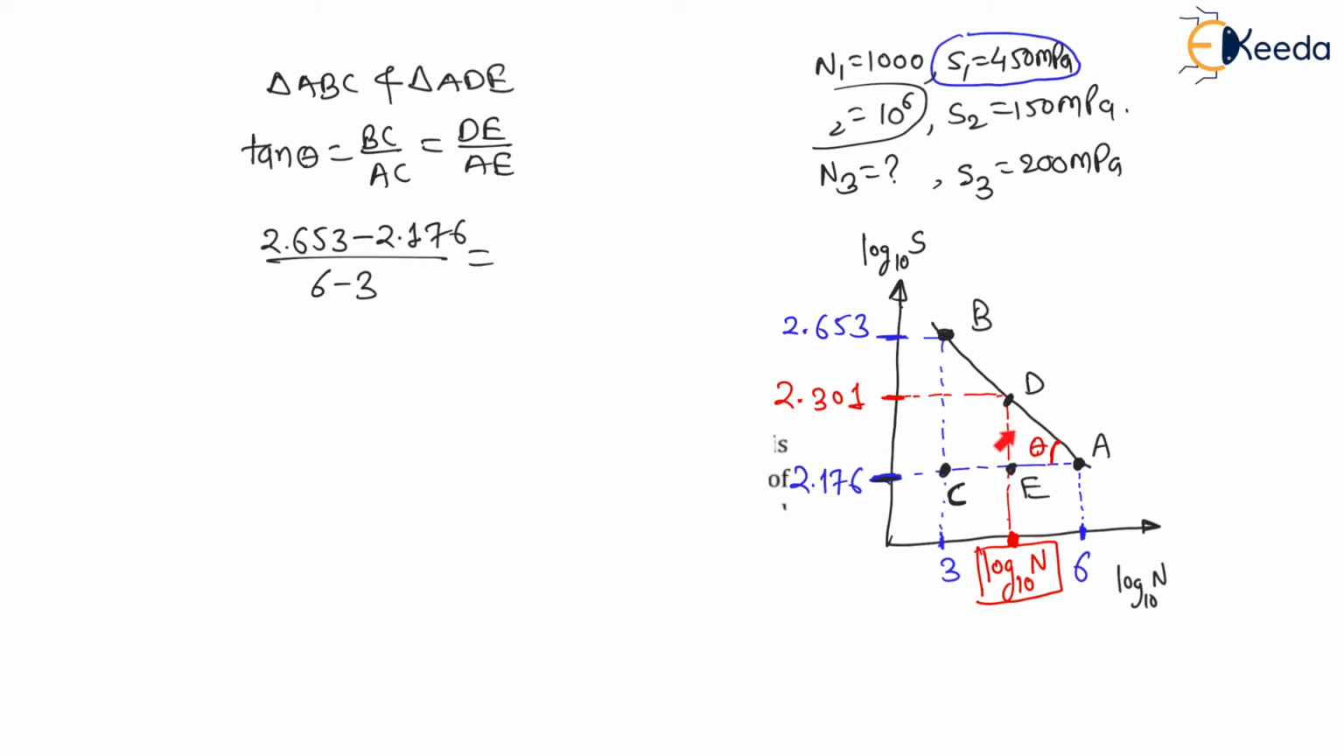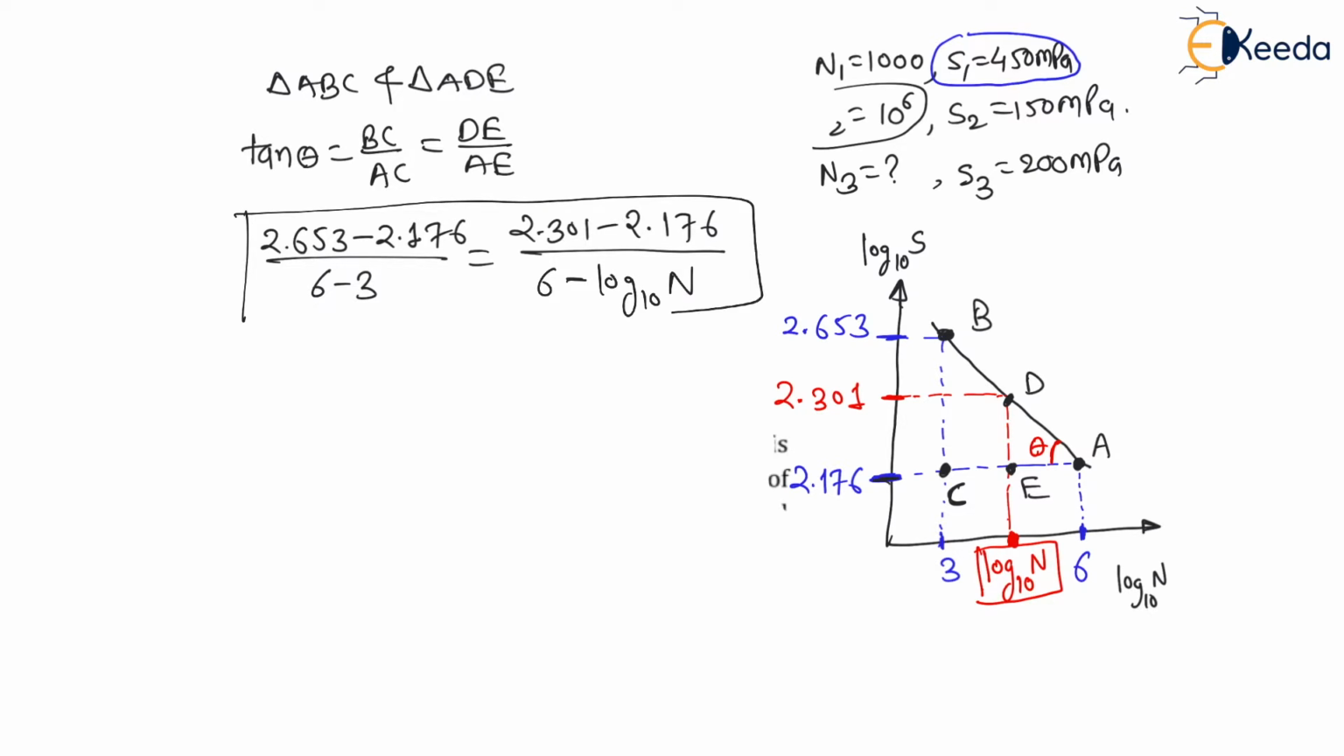Now, DE. Can I say this value minus this value? Therefore, it is nothing but 2.301 minus 2.176 divided by AE. Now, AE is nothing but 6 minus log 10 n. Now, my dear students, in this complete equation, only log 10 n is unknown. And if I simplify this equation for log 10 n, now this is school level mathematics. You have to simplify this.